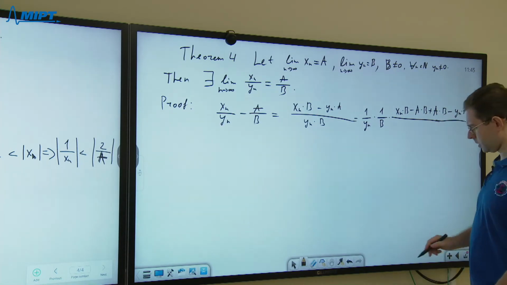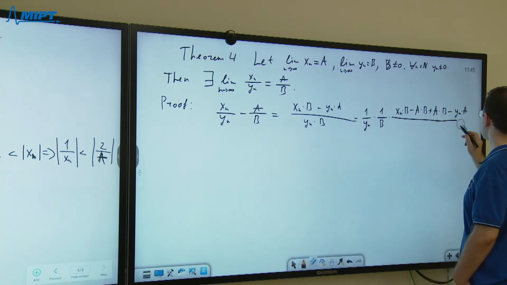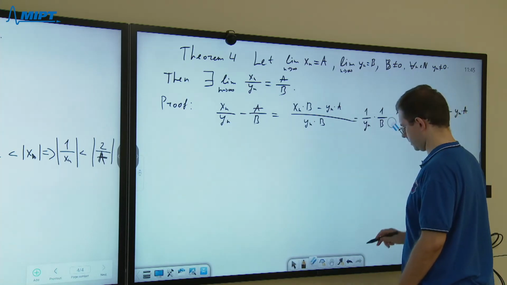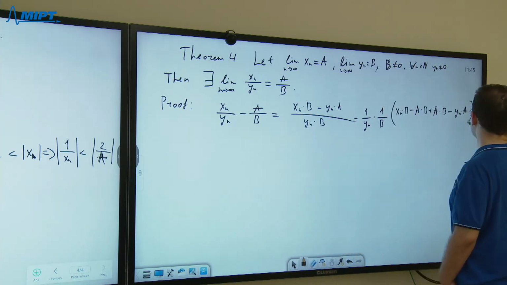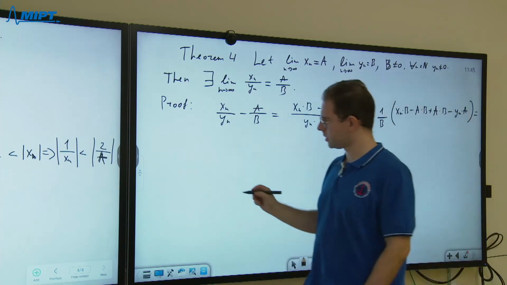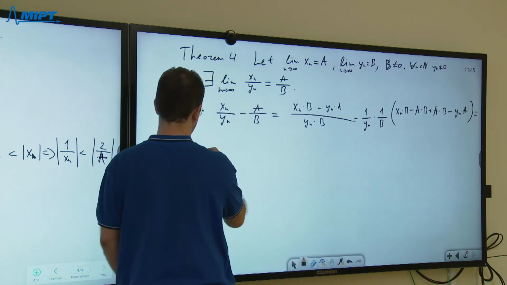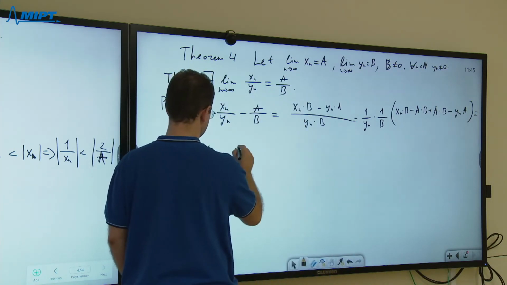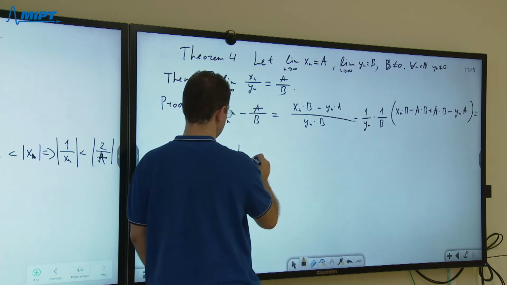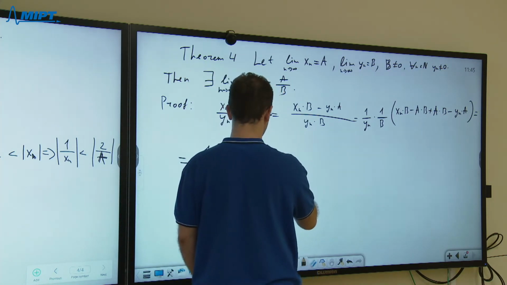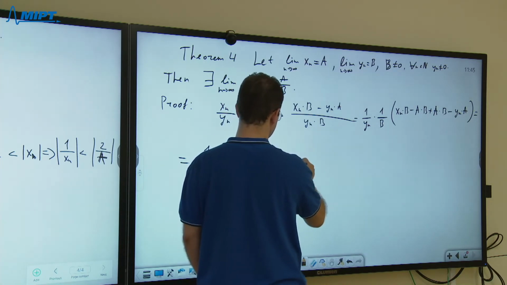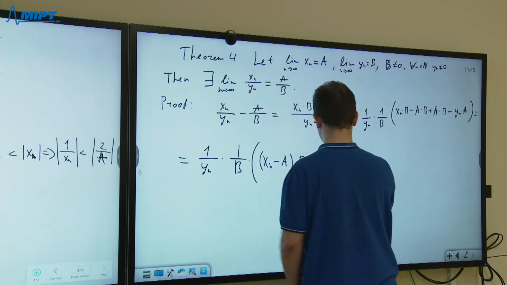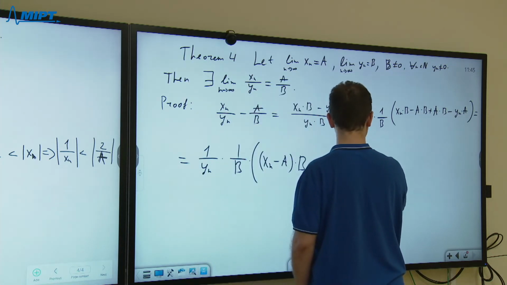And I don't need to divide it. Let me erase this. Times that equals 1 over yn times 1 over b times xn minus a times b plus a times b minus yn.